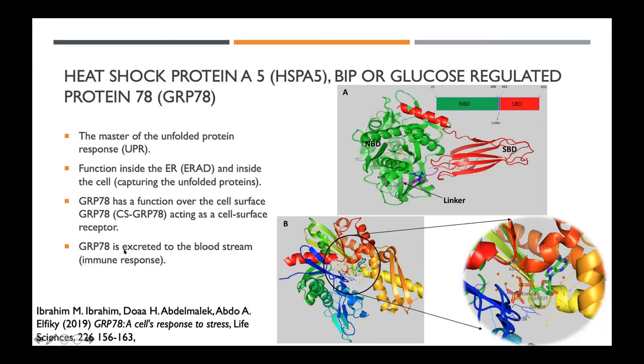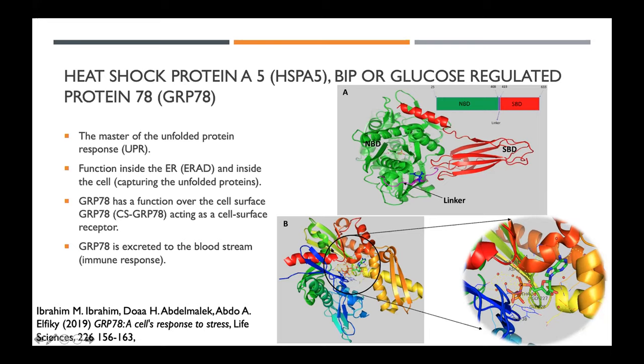Also, GRP78 is excreted through the bloodstream, so it has some immune response. And some work was done on how to check the concentration of GRP78 in the blood and detect whether the patient is COVID-19 infected or not, as a confirmatory test alongside the PCR and other tests used to check the infectivity of SARS-CoV-2.